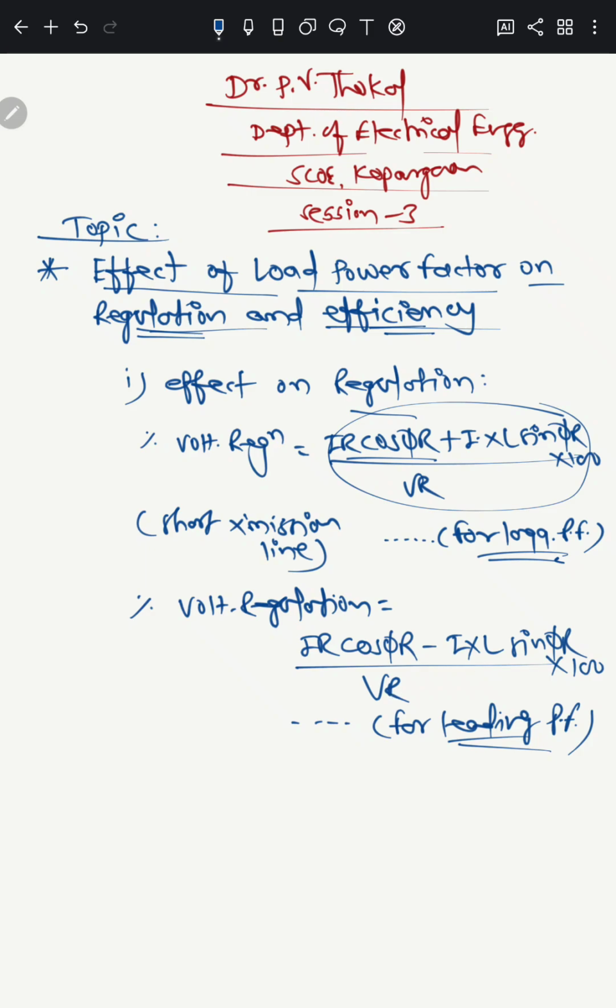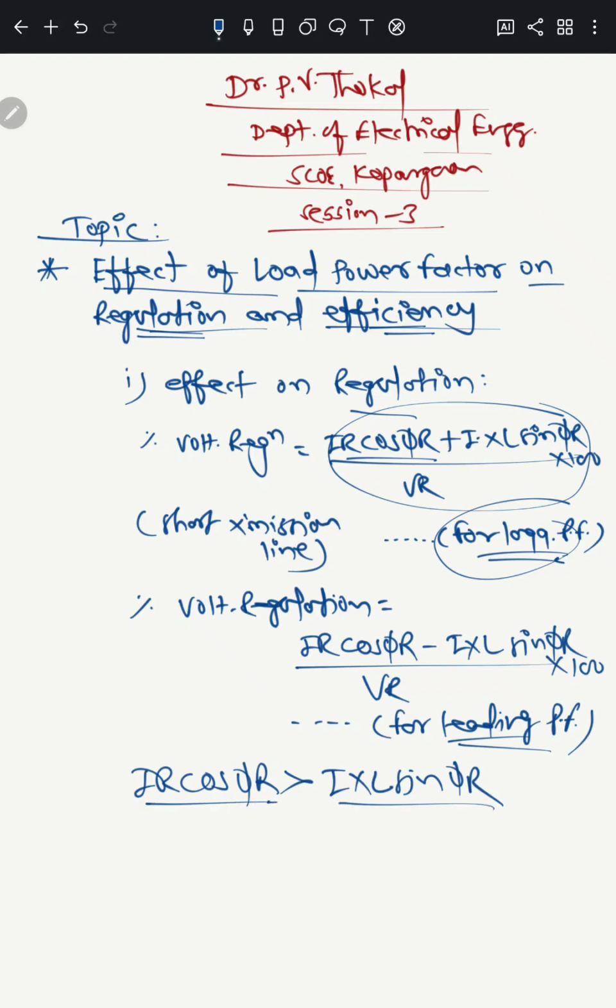Now for this case, we have to consider some points. When the load power factor is lagging or unity, or even leading up to a certain extent, in this case I R cos phi R will be greater than I into X L sin phi R. Then voltage regulation is positive. Very important point to be noted.